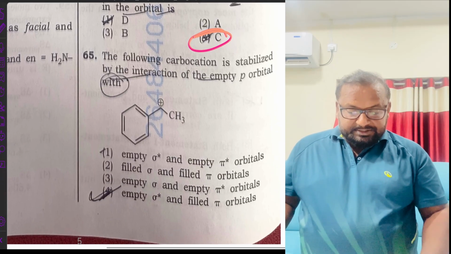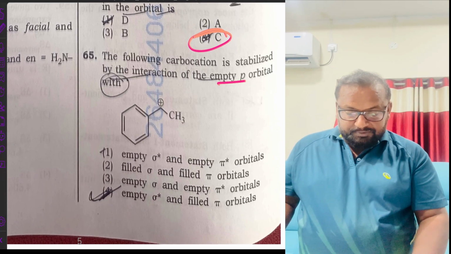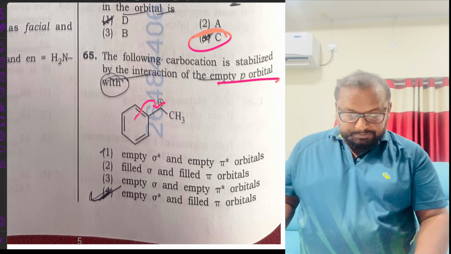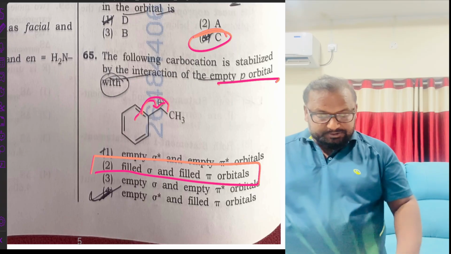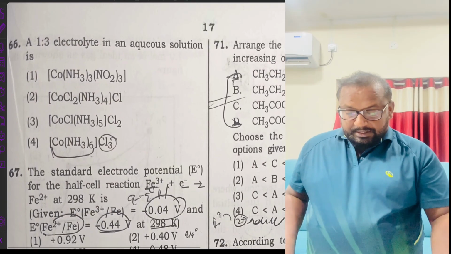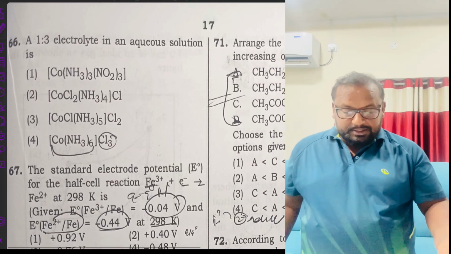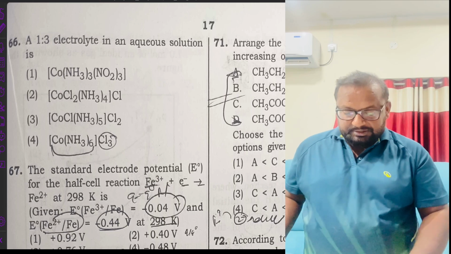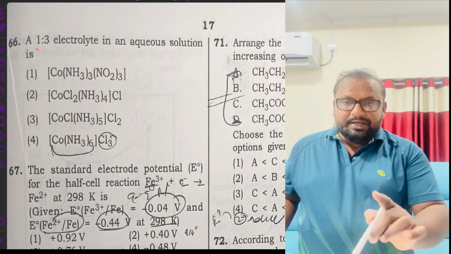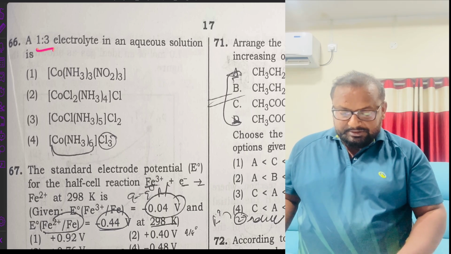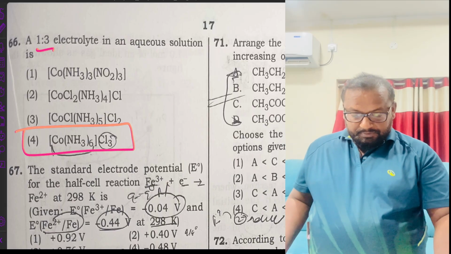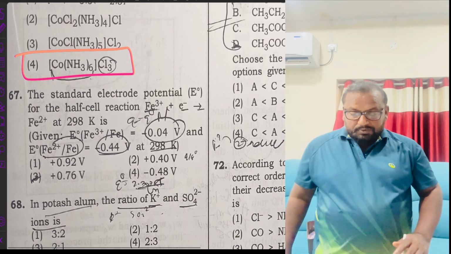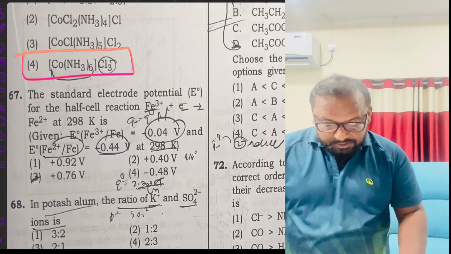Following carbocation is stabilized by empty p orbital with this sigma bond, right? This pi bond filled with sigma and pi orbitals. Yeah, 1:3 electrolyte is formed by. This is also a pretty easy question. 1:3 means 1 cation, 3 anions. So direct question, you will see it in the fourth option.